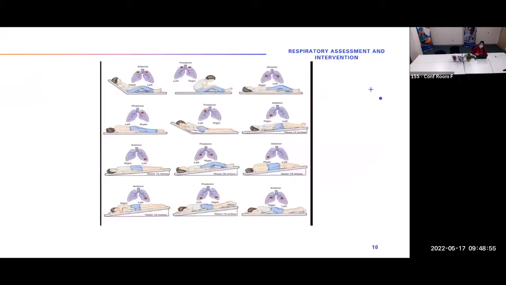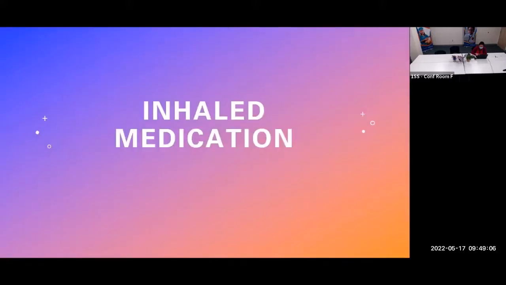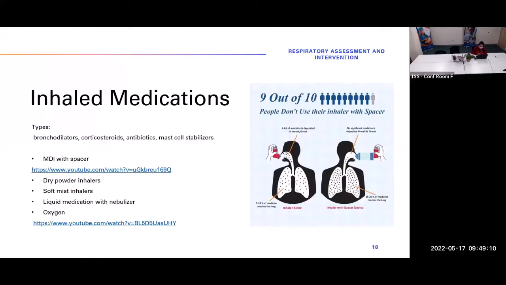So here's a little diagram of some of the positions for postural drainage, usually used in conjunction with clapping or manual chest PT. And we are going to do a little overview of inhaled medications. So inhaled medications, they can consist of bronchodilators, corticosteroids, antibiotics, mast cell stabilizers like cromolyn sodium, if your clients take that.